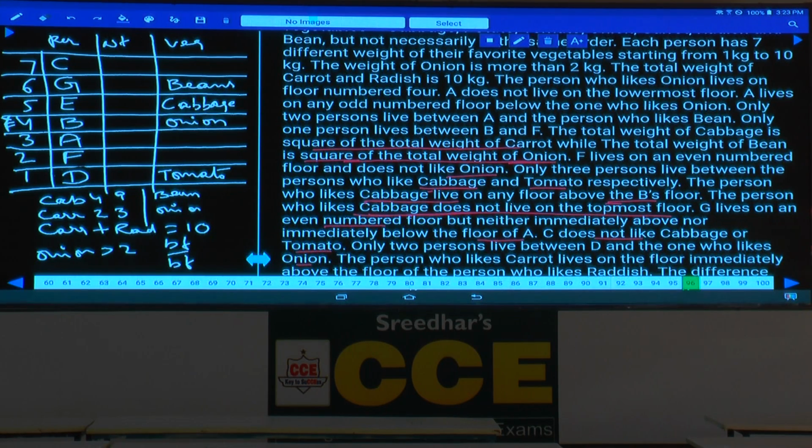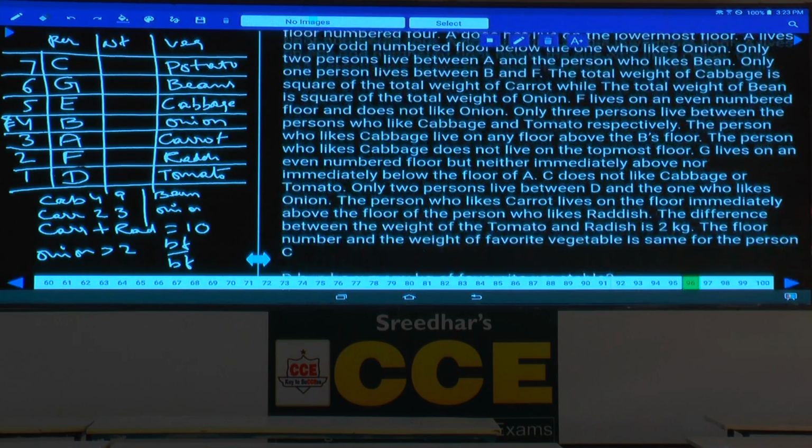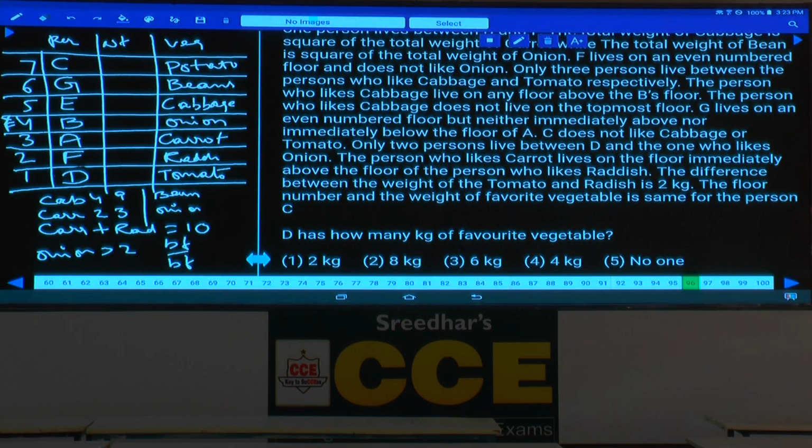Only 2 people live between D and the one who likes onion. The person who likes carrot lives on the floor immediately above radish. Isn't it? Carrot is immediately above radish, so carrot must be here. If carrot is here, radish will be here. If radish is here, then what is left over here? Potato is left over. Hence potato. This is also finalized with this statement: the person who likes carrot lives on the floor immediately above the floor of the person who likes radish.